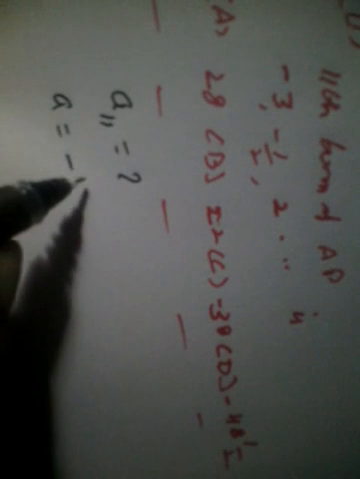So here we have to find the 11th term, that is A11. What we have been given: A is equal to -3, and D is the second term minus the first term, that is -1/2 minus (-3). This minus minus becomes plus 3. 2 is the LCM, so -1 plus 2 into 3, 6, divided by 2, that is equal to 5 by 2. So D is equal to 5 by 2.